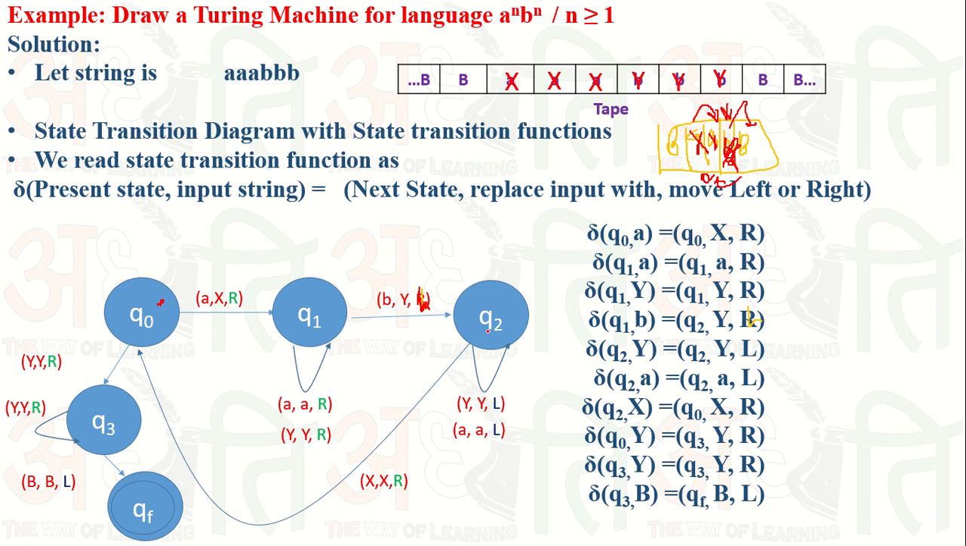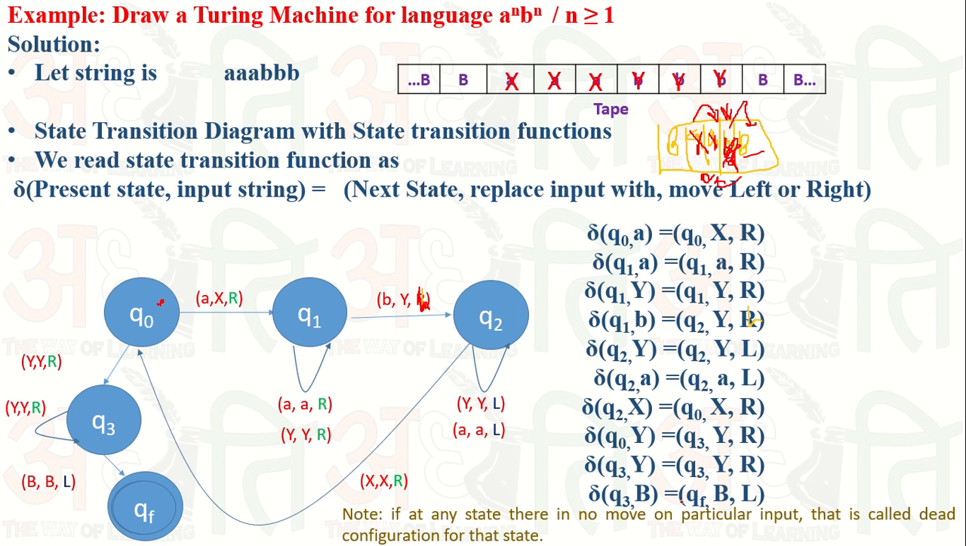At state Q2, there is no transition function for blank B. If there is no transition for a particular state, then we say it is a dead configuration for that state. So here at Q2 there is no move for blank. We are not at the final state, we are at Q2 after tracing all the string. So this particular string is not in the given language.